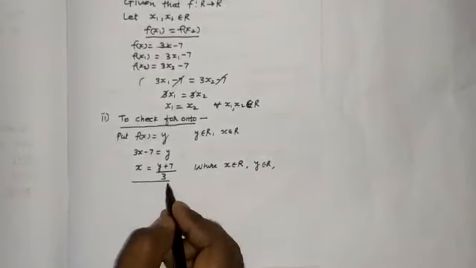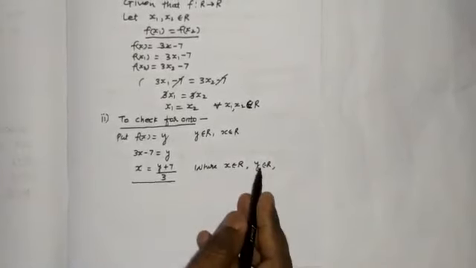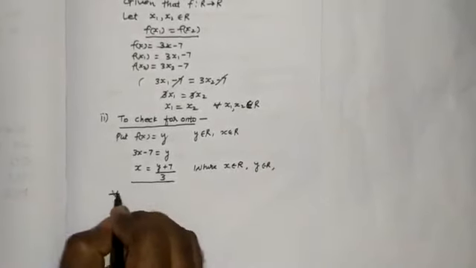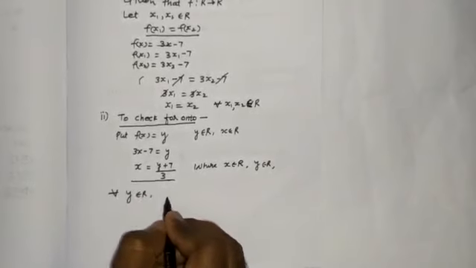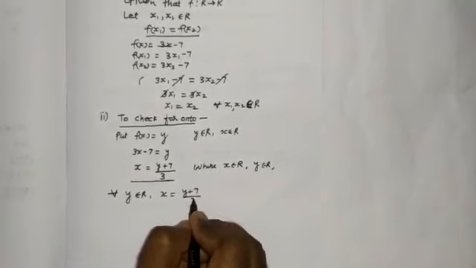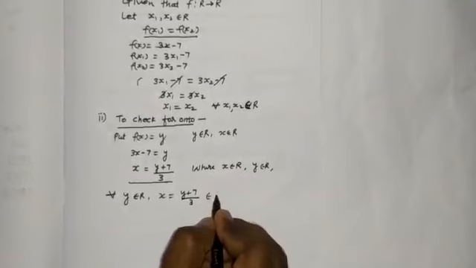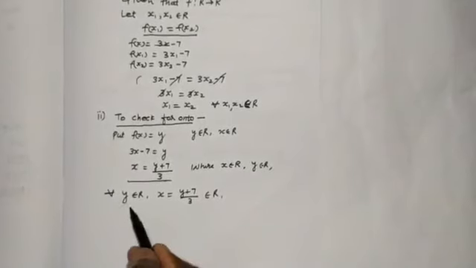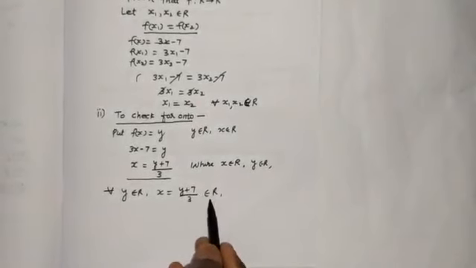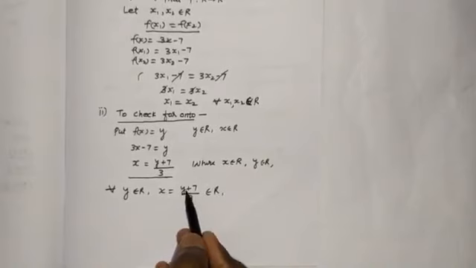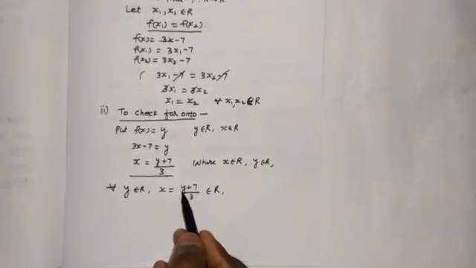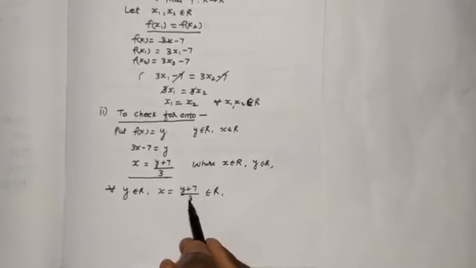Now check for every y belonging to real numbers, is it possible that x belongs to real numbers? For all y belonging to real numbers, x equals (y plus 7) upon 3 belongs to real numbers. If we put any real number in place of y, after solving you will get a real number. If y equals 1, then you will get 8 upon 3. If y equals 0, then you will get 7 upon 3. If y equals root 2, then (7 plus root 2) upon 3. This is also a real number.